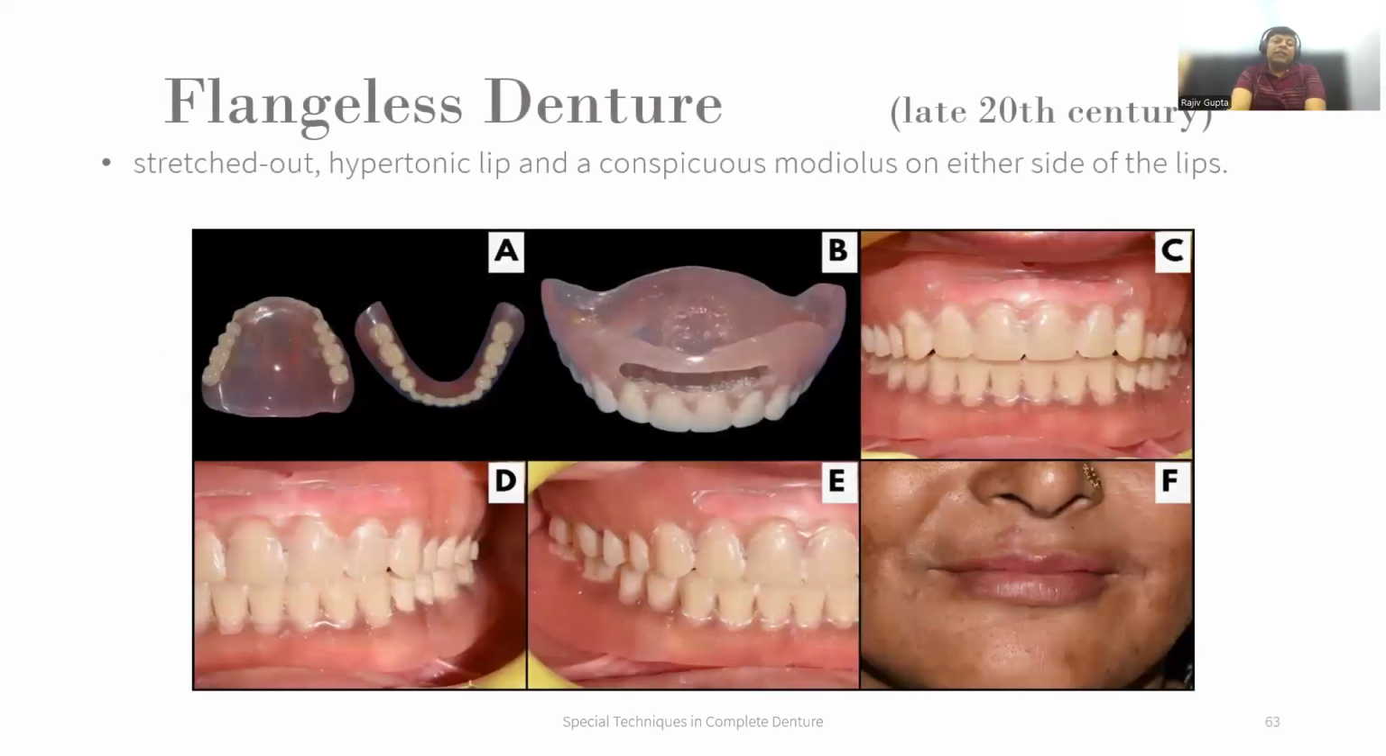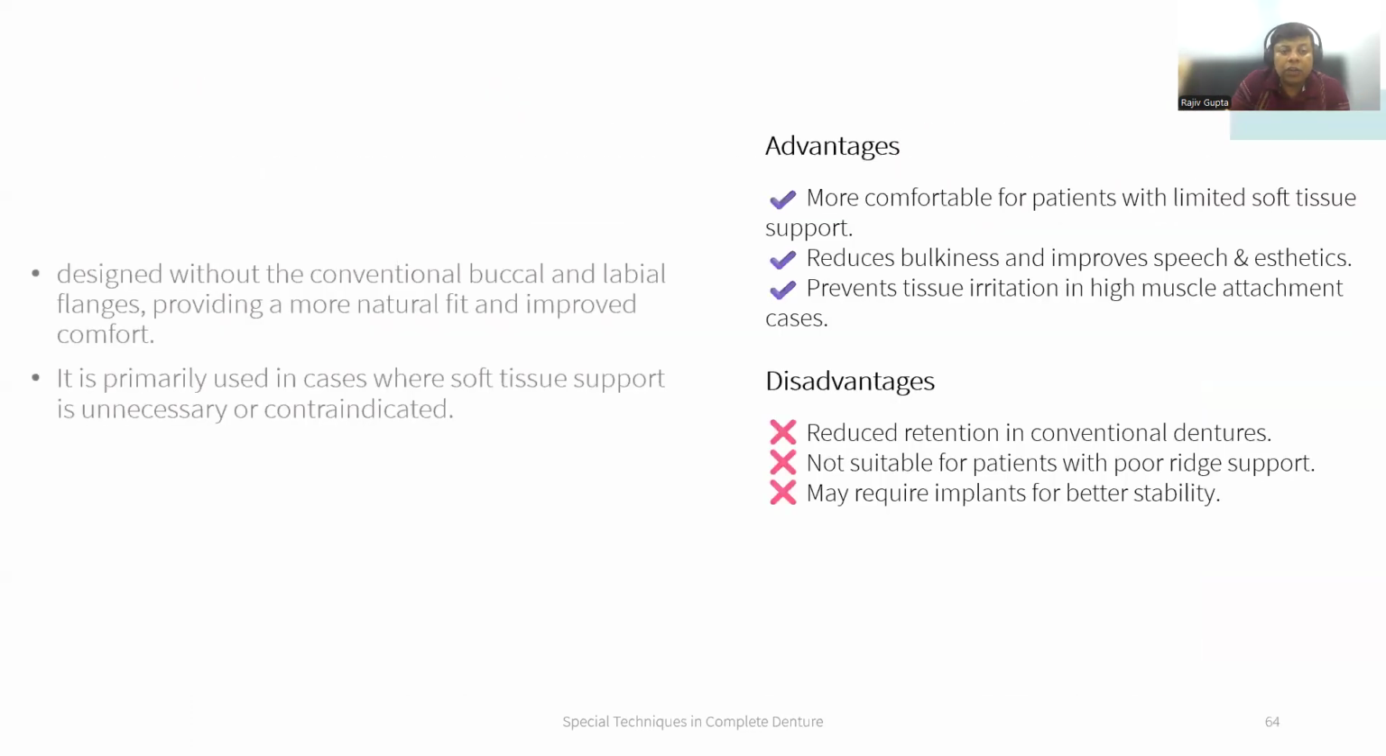Another example is the flangeless denture. It is again for the situation in which a patient has a very stretched look, or when there is a prominent bone, especially in the maxillary anterior region. In that case, we provide a flangeless denture so that there is no protuberance of the tissues there. It is designed without the conventional buccal or labial flanges, providing a more natural look and improved comfort to the patient. It is used for cases where soft tissue support is unnecessary. We have to make sure that it is given in cases where we have a very good ridge, because other areas provide the retention and we are not covering the buccal or labial vestibule.